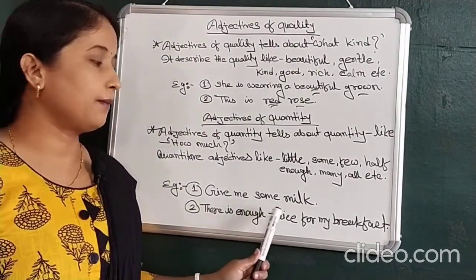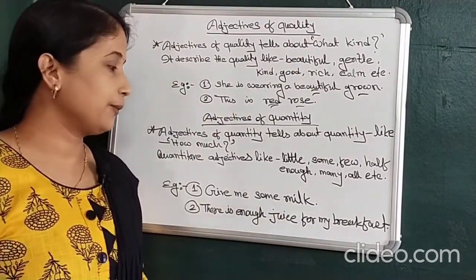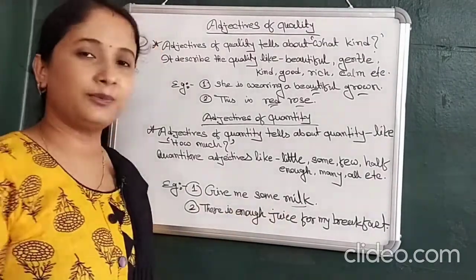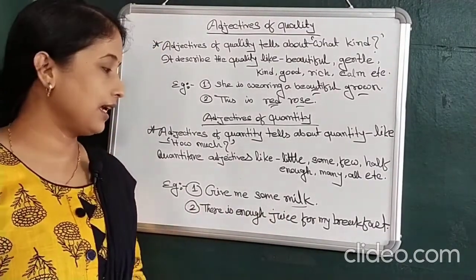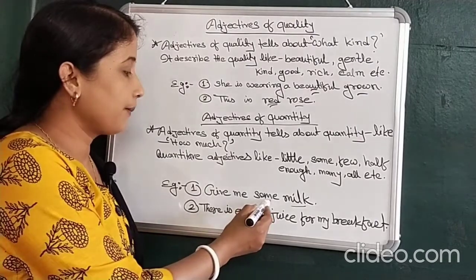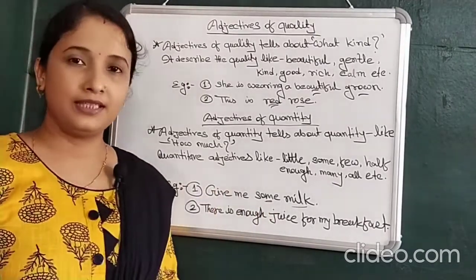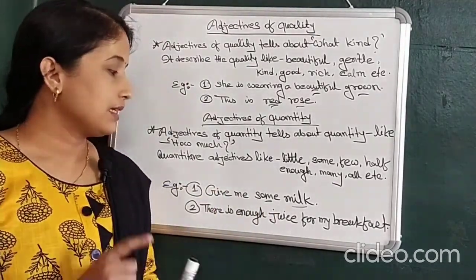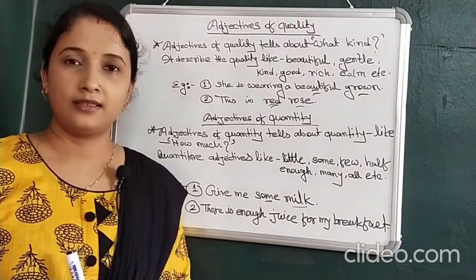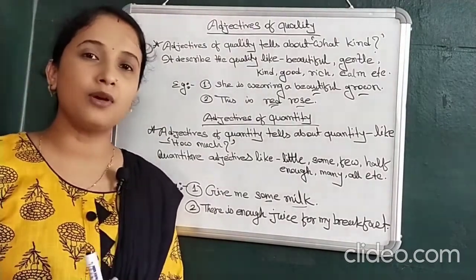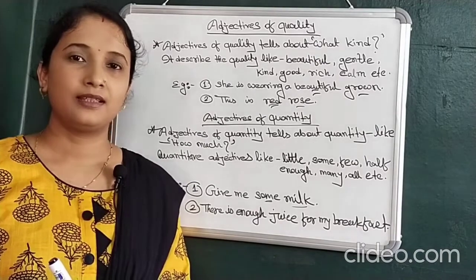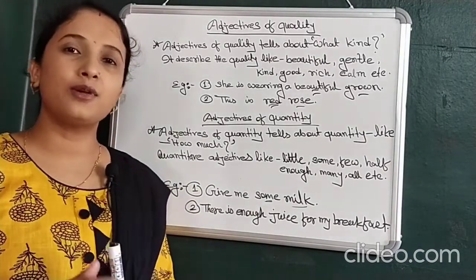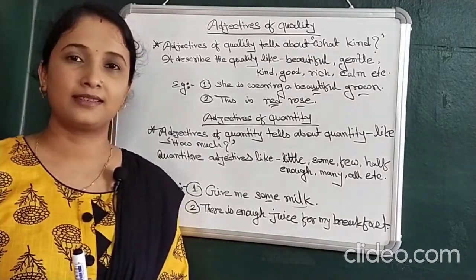Okay. Now let's see examples of quantitative adjectives. Give me some milk. Here milk is the noun. Okay, and some is the quantitative adjective here because some is uncountable. We can't measure the quantity of some. So some is the quantitative adjective here.